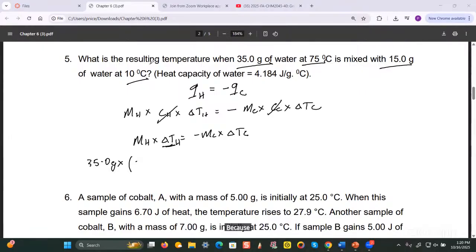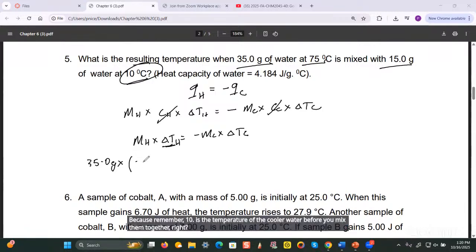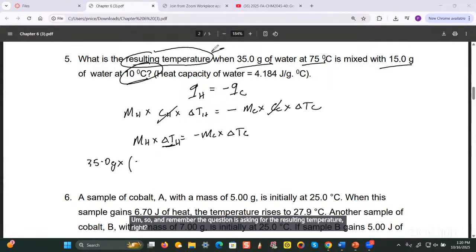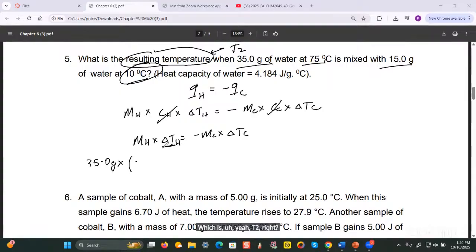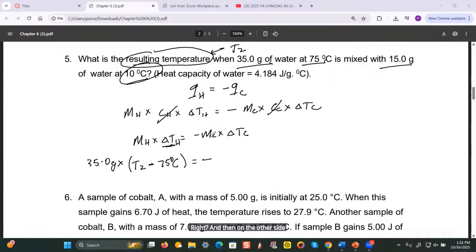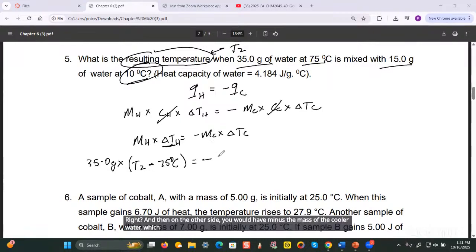Because remember, 10 is the temperature of the cooler water before you mix them together, right? And remember the question is asking for the resulting temperature. That resulting temperature will be the final temperature, which is T2, right? So to calculate delta TH, we can't really calculate it yet. All we can say is delta TH will be T2 minus the initial temperature of the hot water, which is 75 degrees Celsius, right? And then on the other side, you're going to have minus the mass of the cooler water, which is 15.0 grams, multiplied by delta TC.